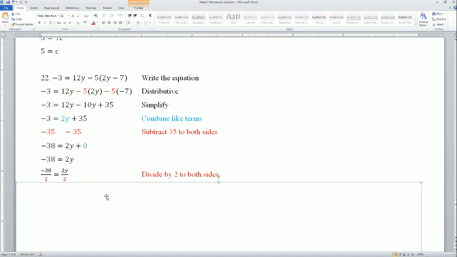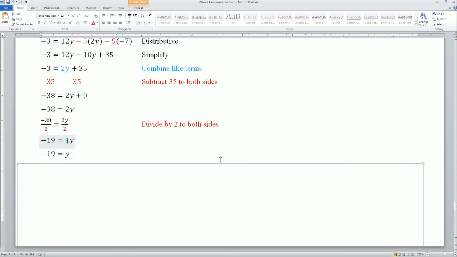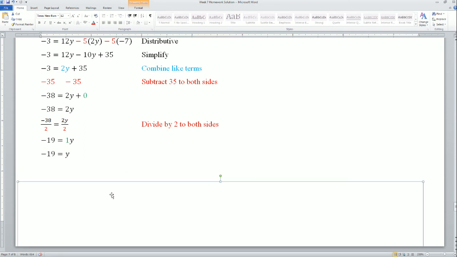How is the 2 attached to the y? Via multiplication. So you want to divide by 2 to both sides. In that process, 2 over 2 becomes 1. Negative 38 over 2 becomes negative 19. Do you ever care about that one? No. So we can just say y equals negative 19. So there you go. Those are all the homework solutions.